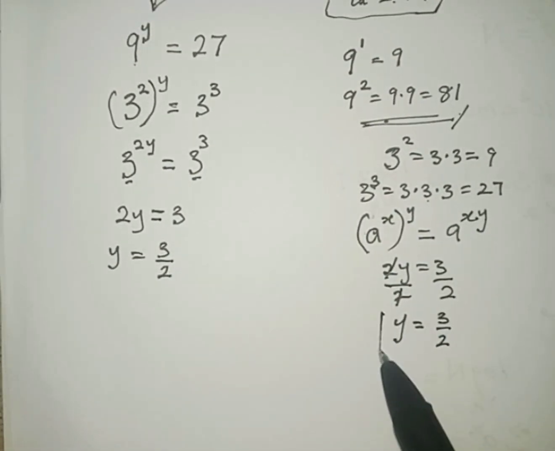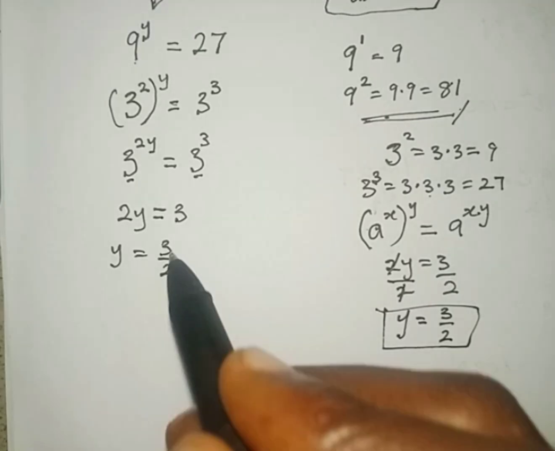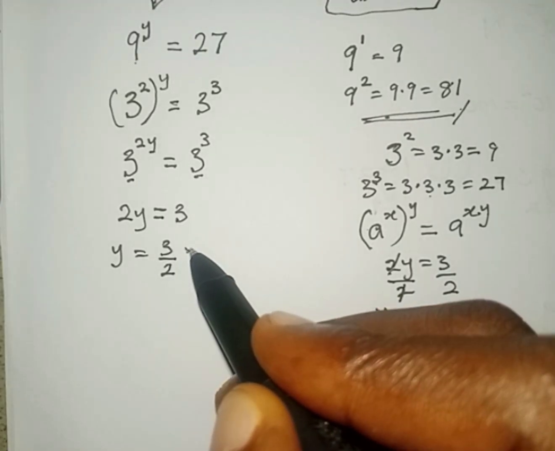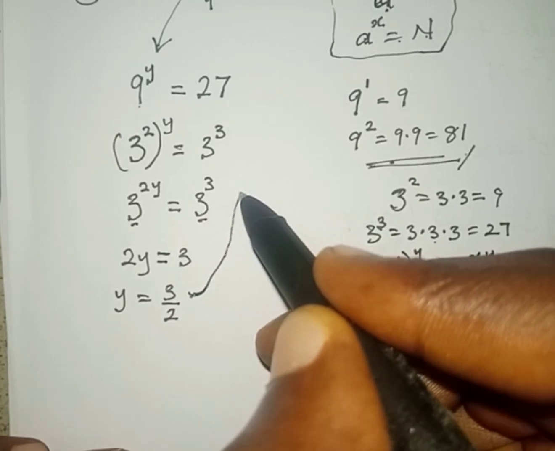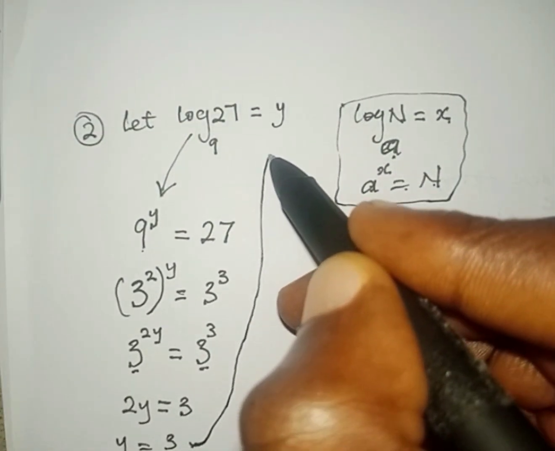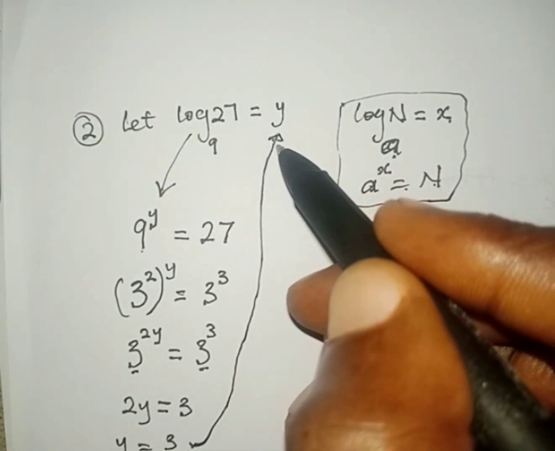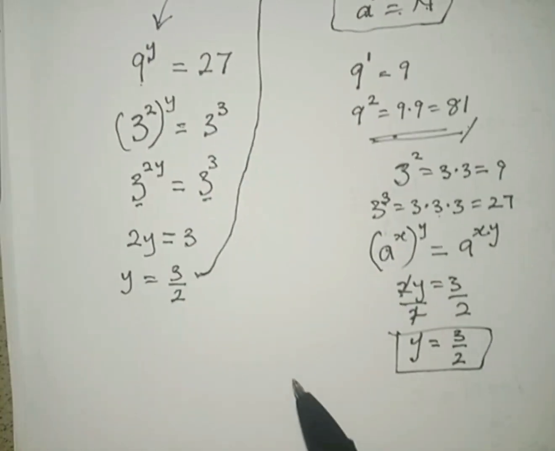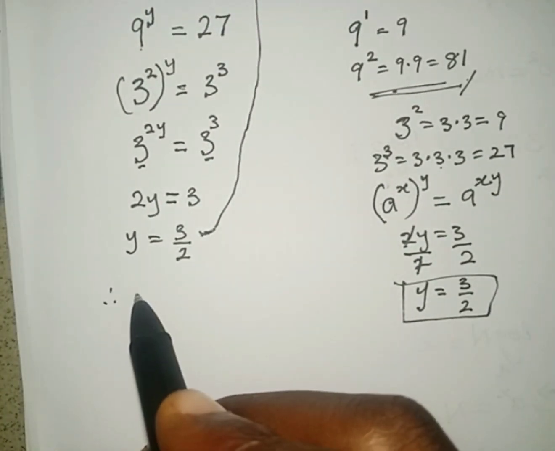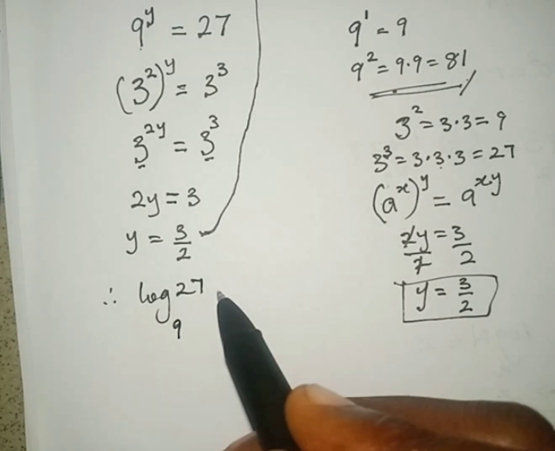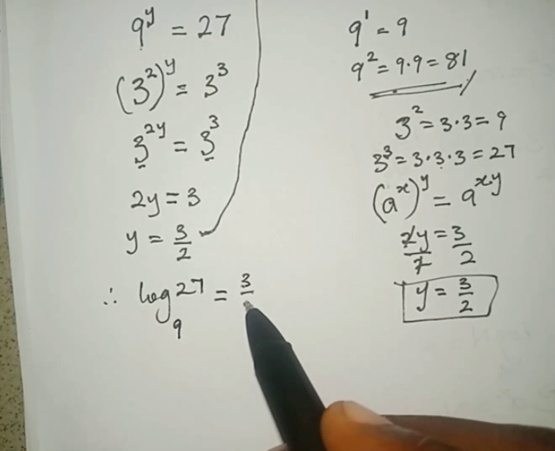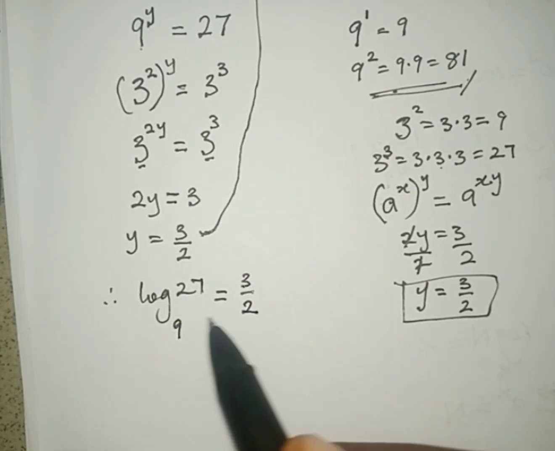Okay, so remember, we say that y is equal to log 27 to base 9. So therefore log 27 base 9 is equal to 3 over 2. Very simple.